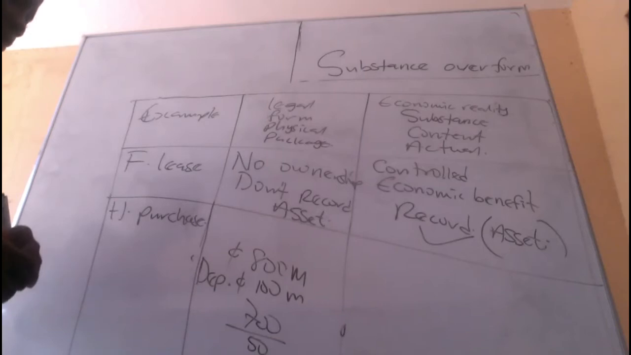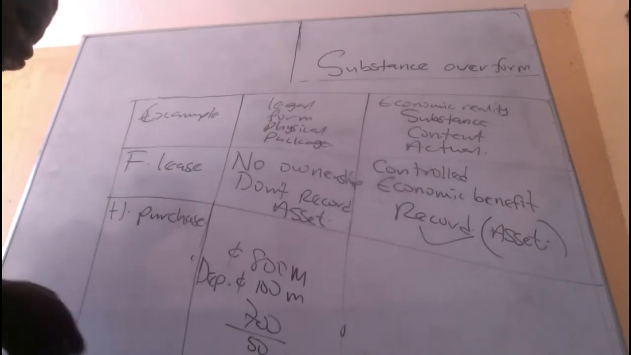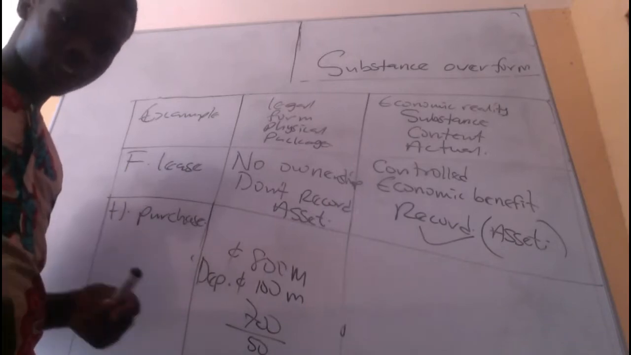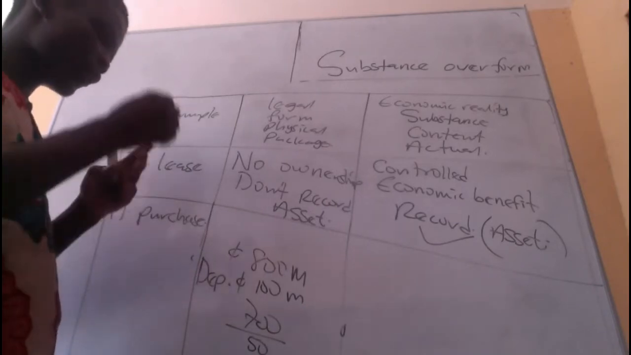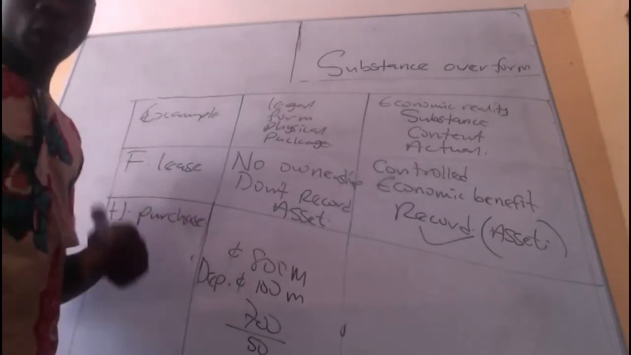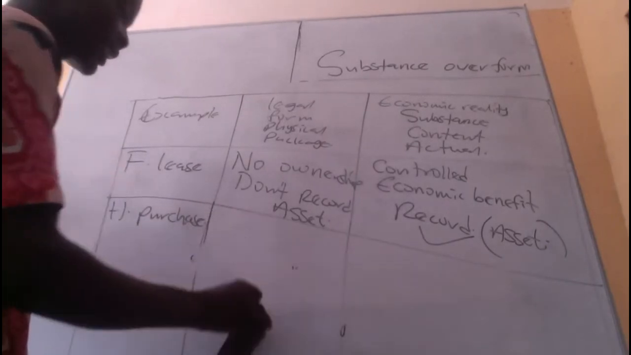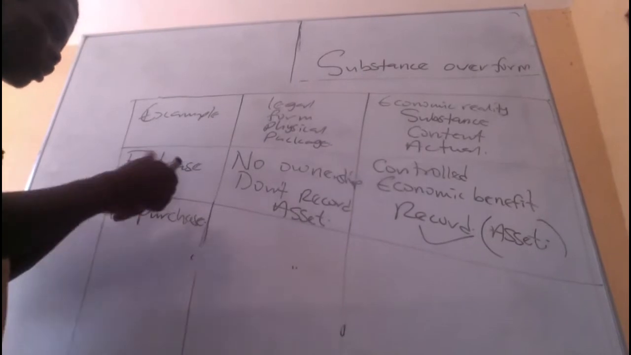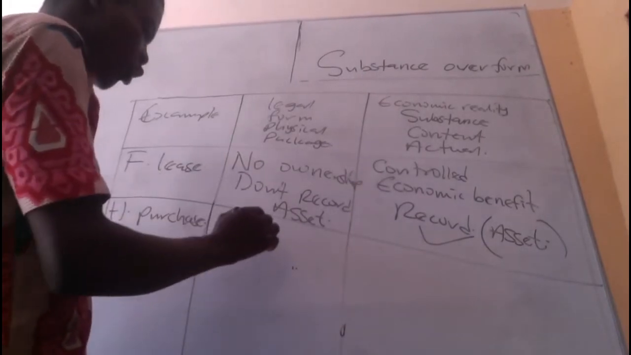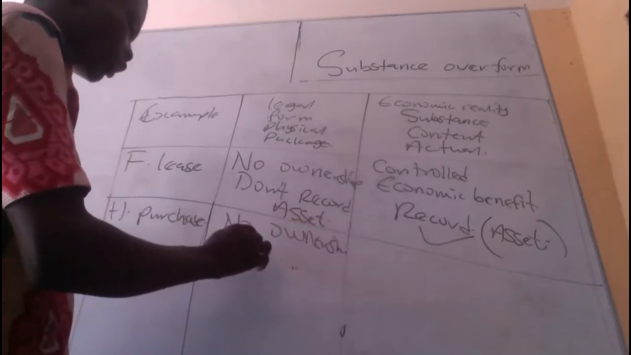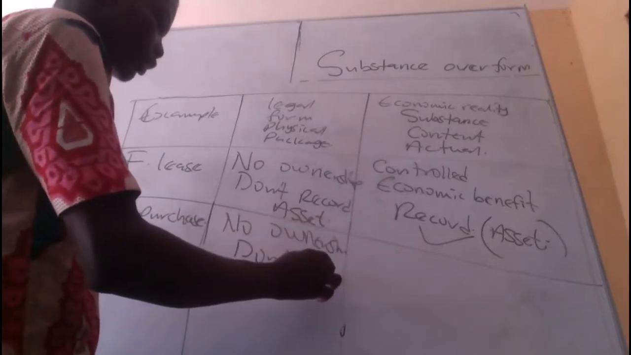So that is it. Now, assuming that we are within the 50 years and we are still paying the installment, is the asset for us? Now tell me. Within that period, is the asset for us? No. So still no ownership. No what? Ownership.